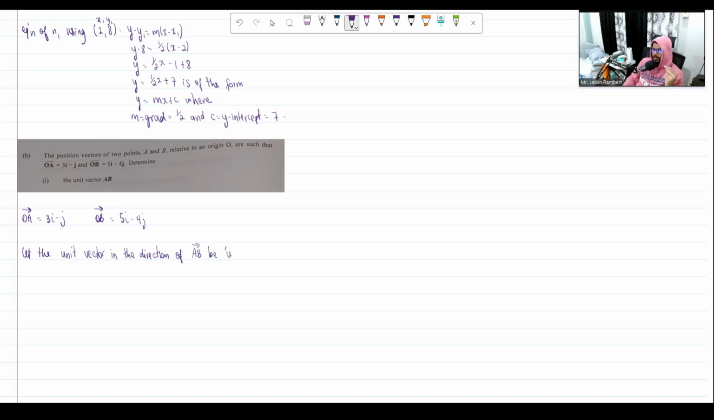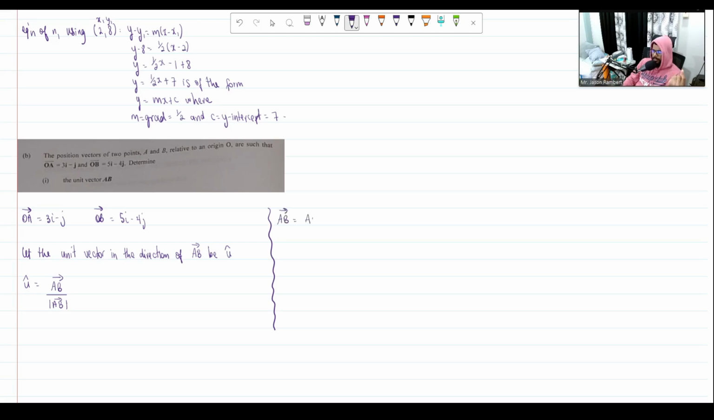be u hat. u hat is equal to the vector AB over the size of the vector AB. Now my work is to calculate those two things. So I'm going to come to my working column here.